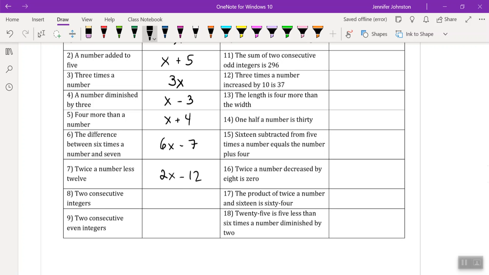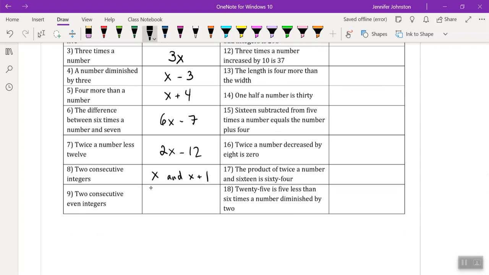2 consecutive integers would mean 2 numbers that are side by side. So let's say it's like x, 2 consecutive integers would be x and x plus 1. So if x was 5, the next integer in line would be 6, 5 plus 1. So 5 and 5 plus 1 is 5 and 6.